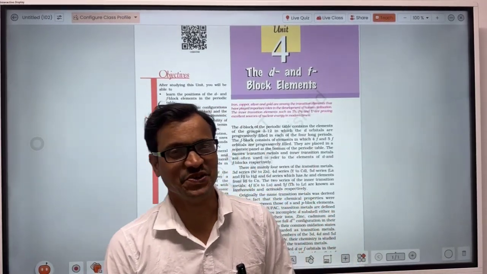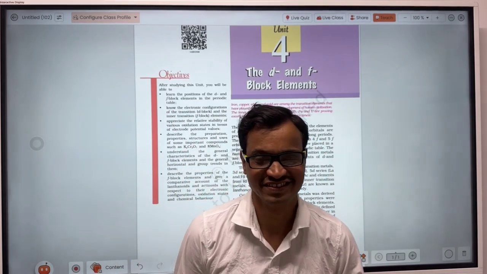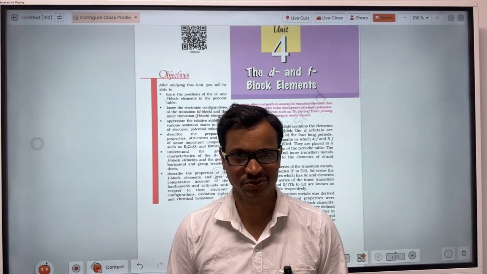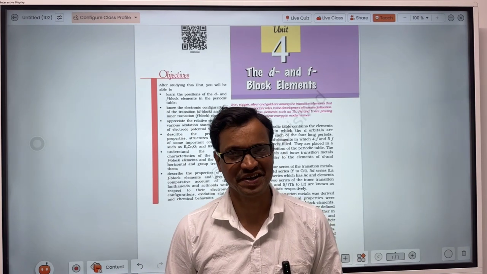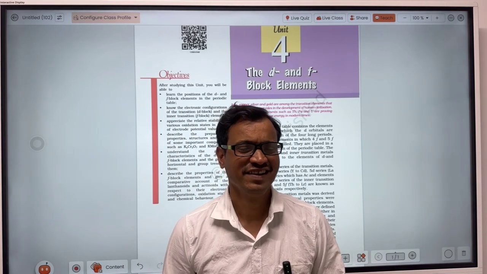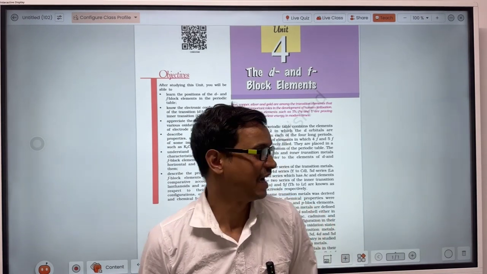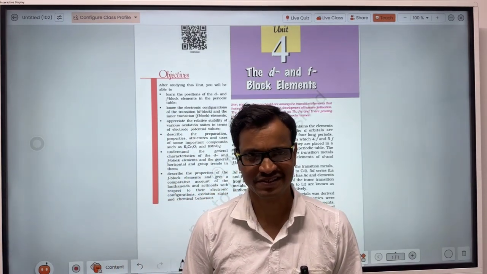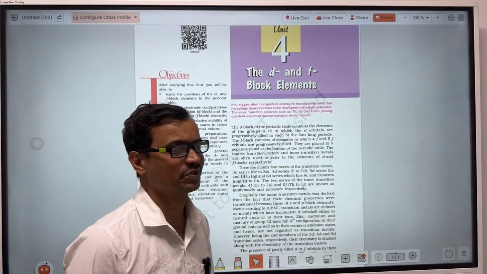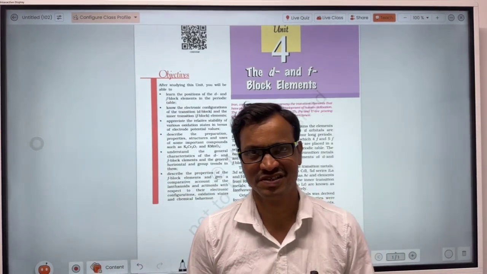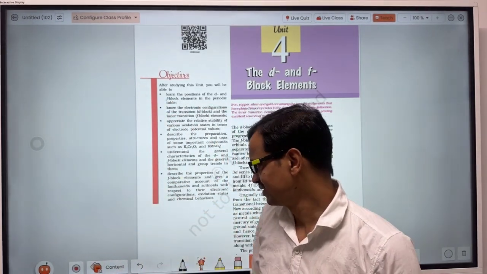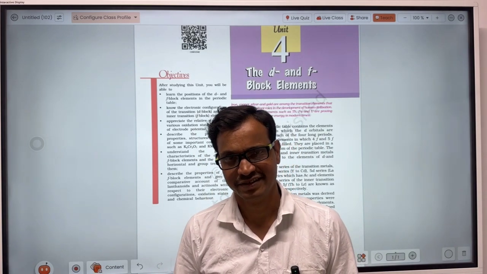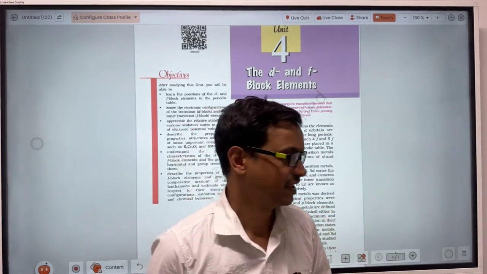In the last video of chapter 4, that is D and F block elements, I guided you how to draw the periodic table, and I also provided some additional information about D and F block elements. Now we will go through the NCERT books and refer to them, and if any information is left, I shall provide it. Let's see.